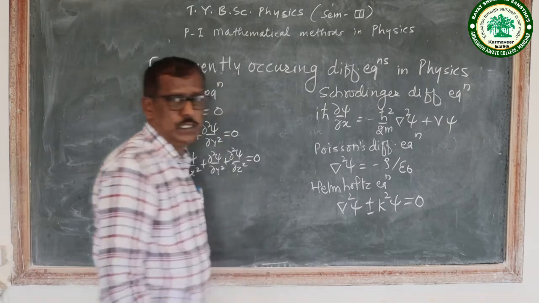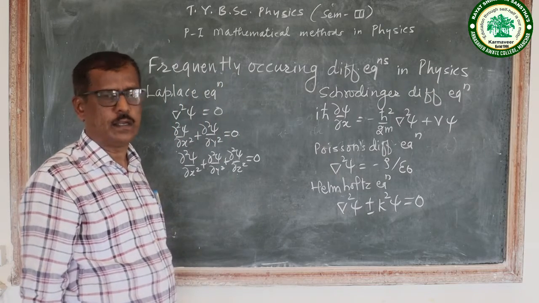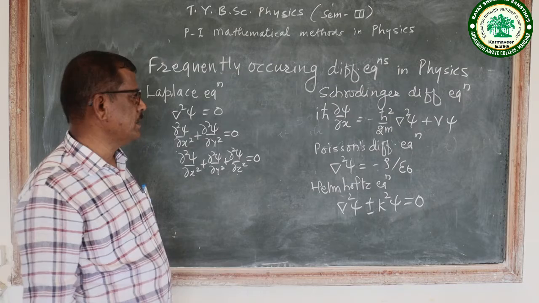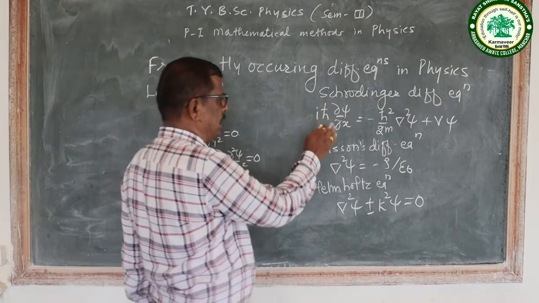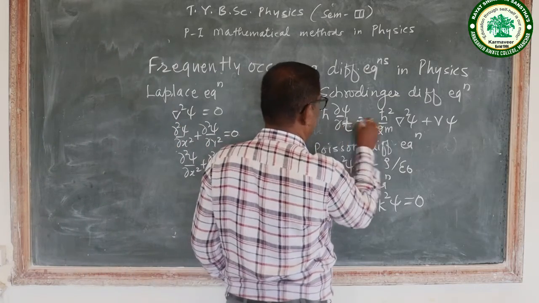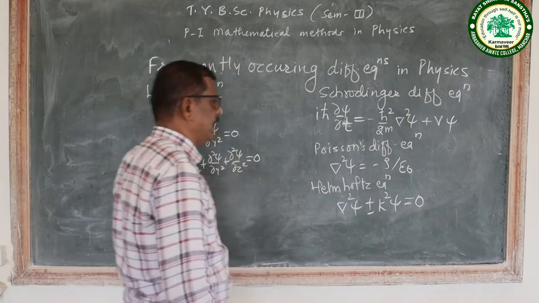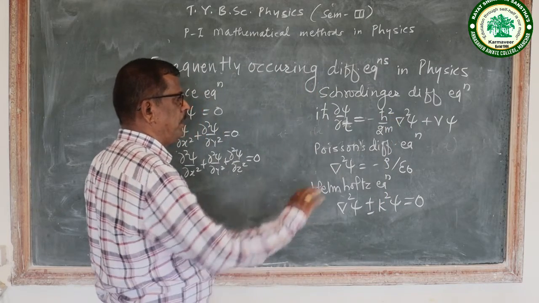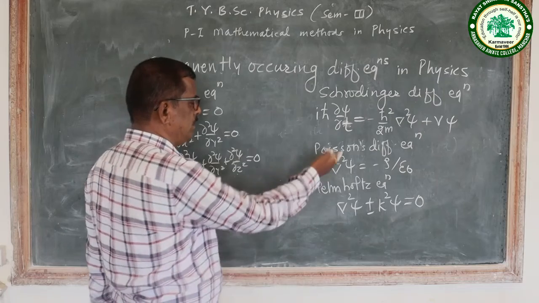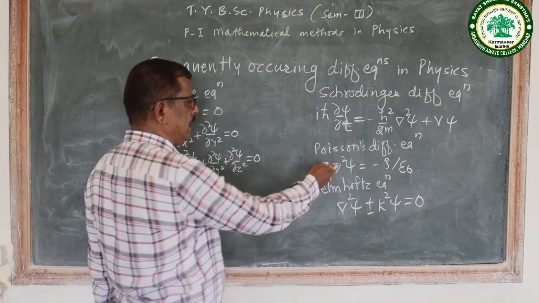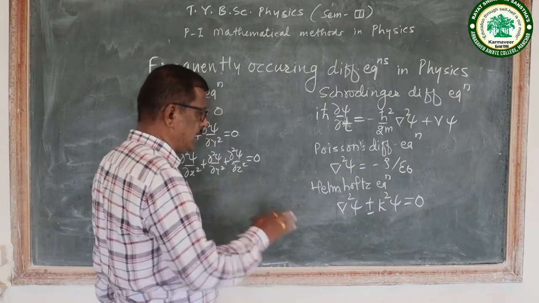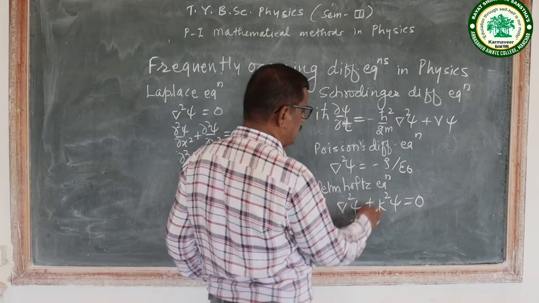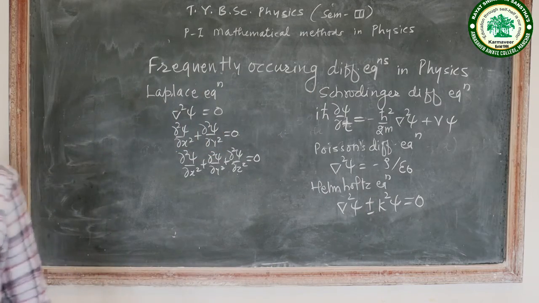Next, the famous equation in physics, that is the Schrodinger's differential equation. What is the Schrodinger's differential equation? That is i h cross del psi by del t. This is equal to minus h cross square divided by 2m del square psi plus phi psi. Poisson's differential equation has del square psi equal to minus rho by epsilon 0. And the Helmholtz equation which occurs in physics is del square psi plus or minus k square psi equal to 0.